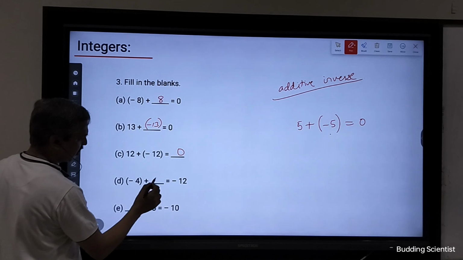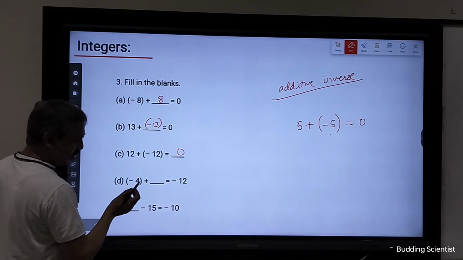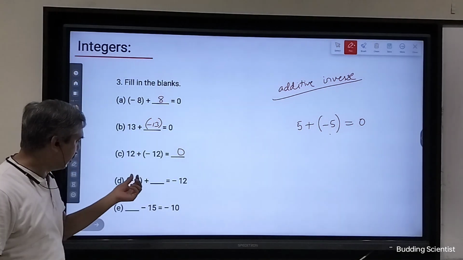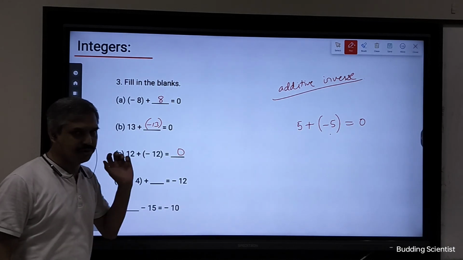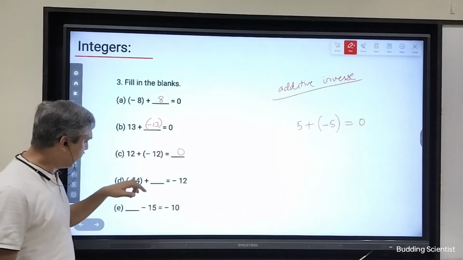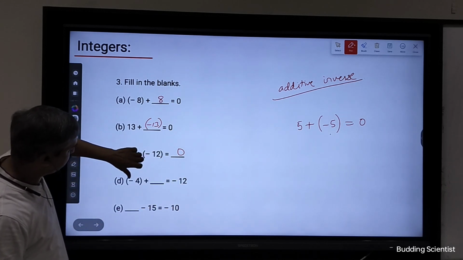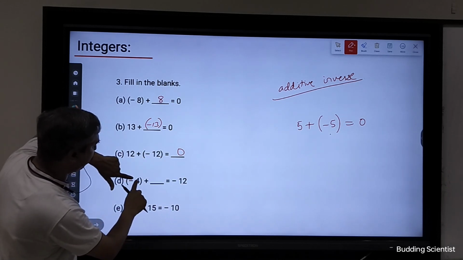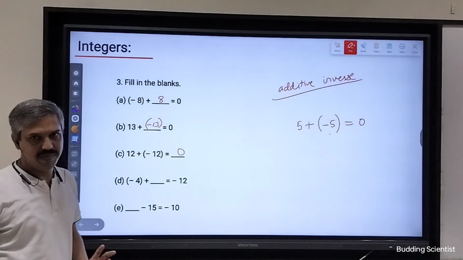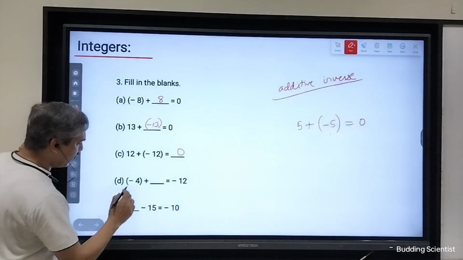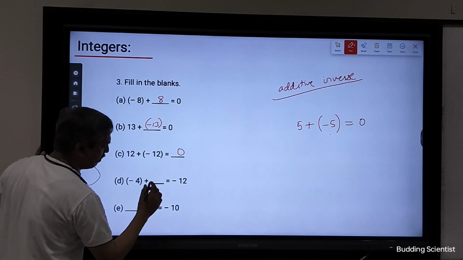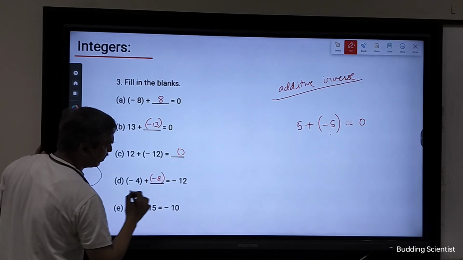Minus 4 plus blank. Now please observe carefully: this number is negative, and the answer is also negative. This number is minus 4 and this is minus 12. So if you ignore the sign, 12 has become bigger than 4. So we are basically adding one more negative number to it. Must be minus 8.